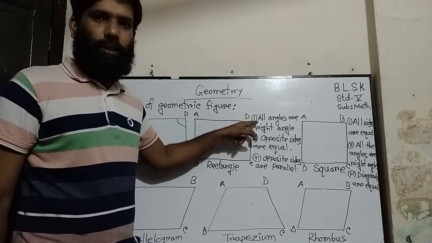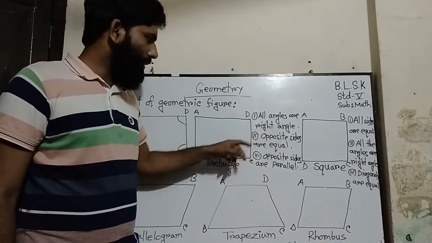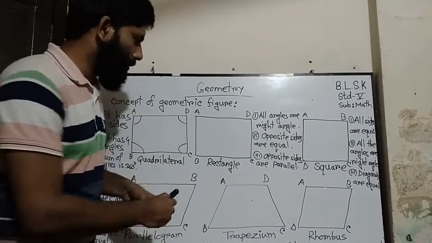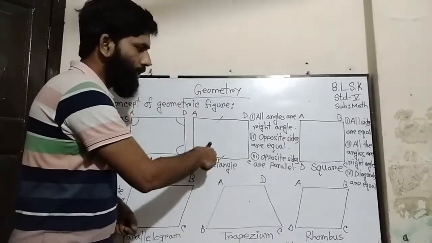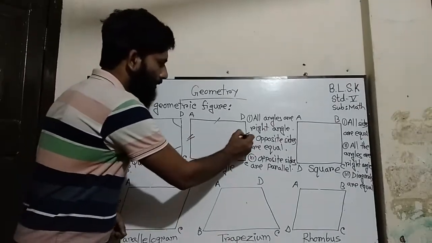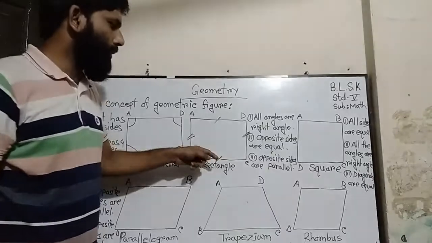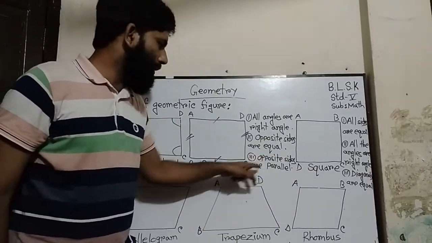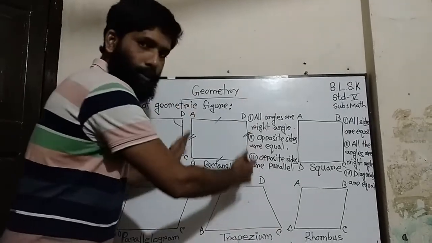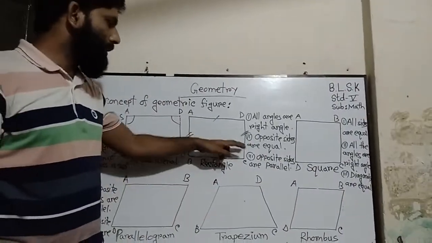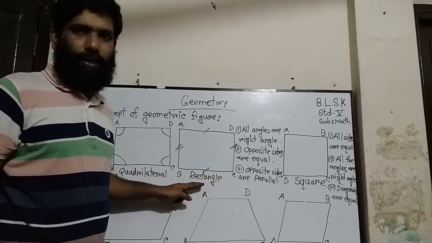That's the first characteristic. Second characteristic: opposite sides are equal. Look at that, this is the opposite side. Opposite sides are equal. Number 3, opposite sides are parallel. Look at that, this one is parallel and this one is parallel. So these are the 3 characteristics of a rectangle.